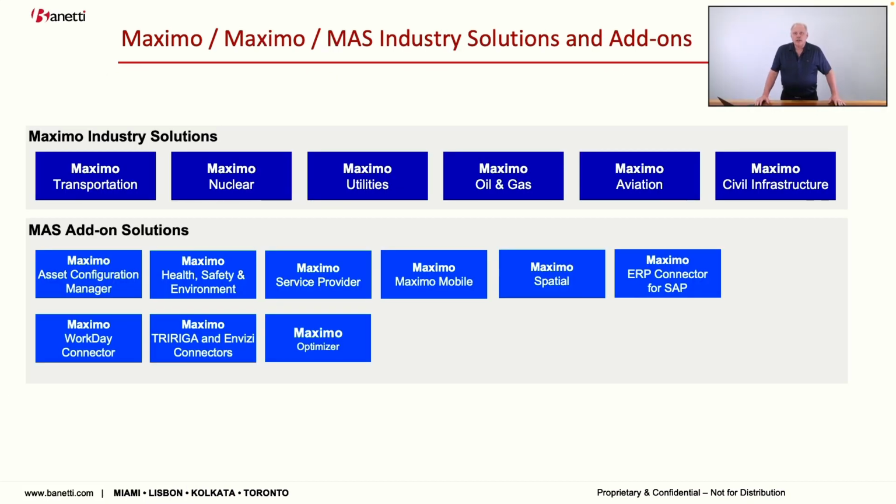So that's a summary of key elements of our industry solutions: transportation, nuclear, utilities, oil and gas, aviation, and civil infrastructure, and the add-ons that we commonly see our customers have a lot of interest in. There are other add-ons, there's additional capabilities, and a lot of deep dive functionality. These are the key things that are very important to our customers.